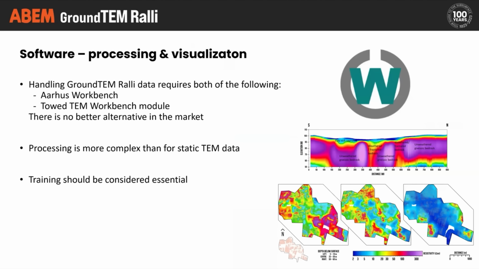In terms of that post-processing software, we would be recommending Aarhus Workbench. There isn't really a better alternative in the market for processing mobile TEM data. And you may already have a copy of Workbench Essentials. You might be using that for ERT, IP. You might be using it for static TEM measurements. So if you do already have Workbench, then all you need to add in is the Toad TEM module, and then you're away to go with the mobile processing.